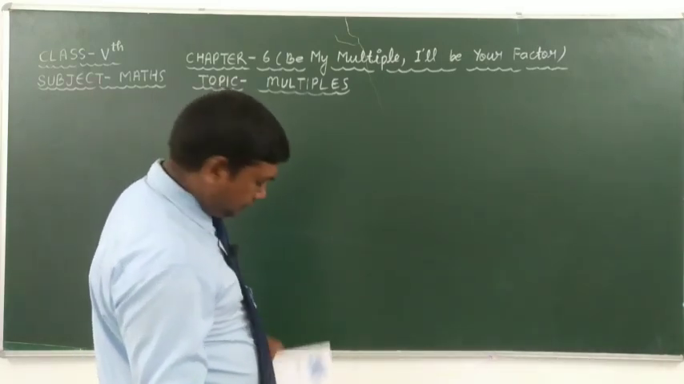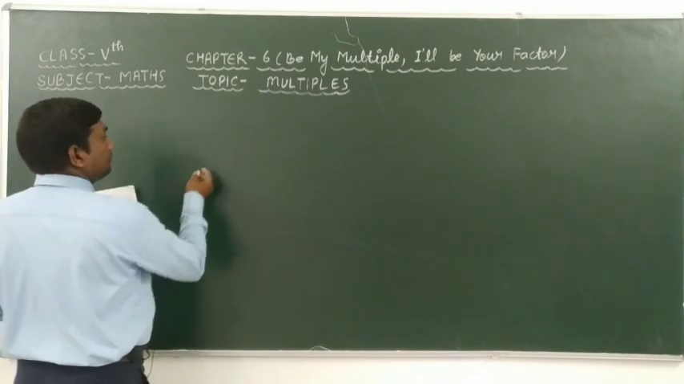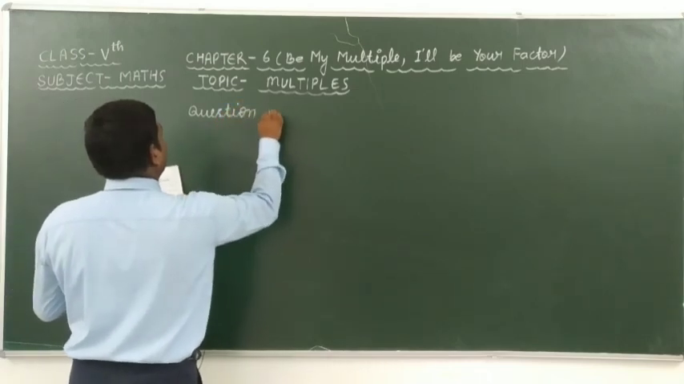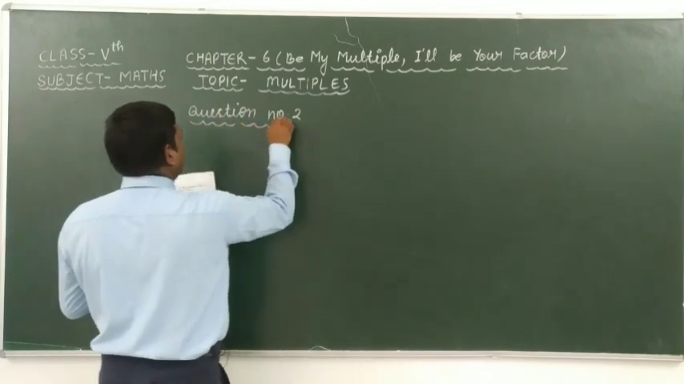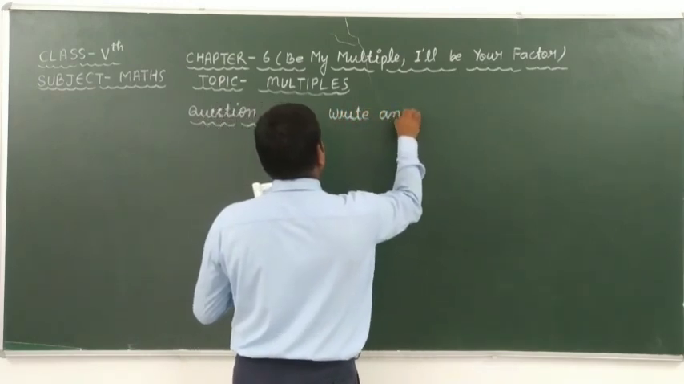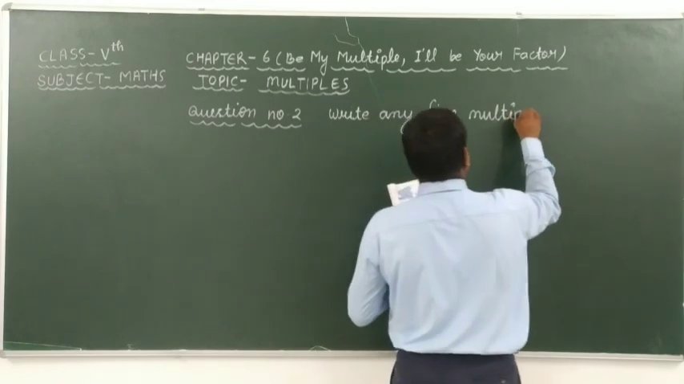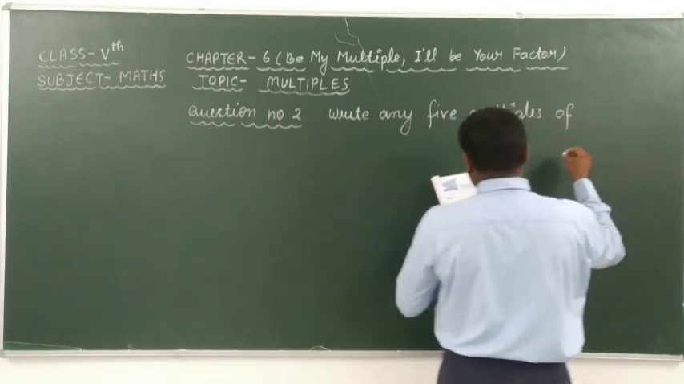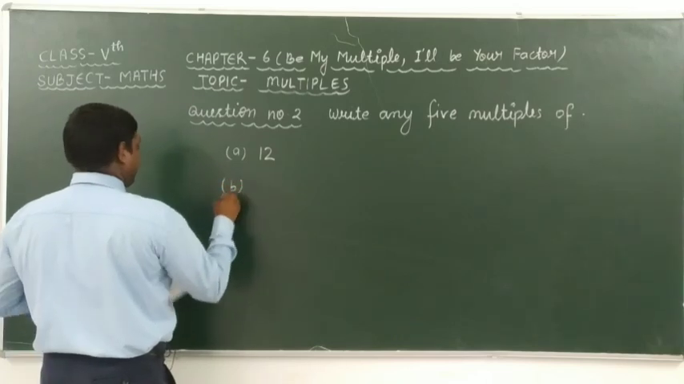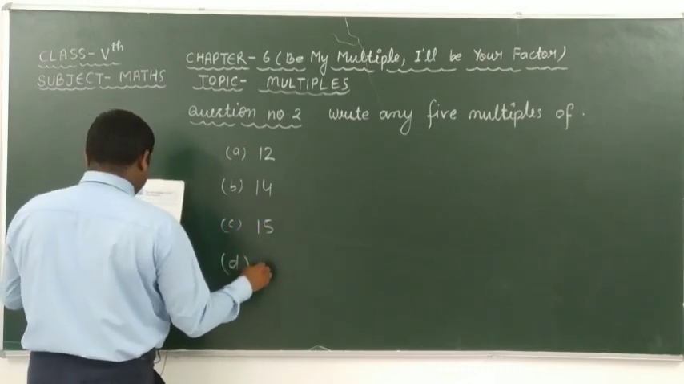Now let's start question number 2. Given that, write any 5 multiples of the following numbers: A 12, B 14, C 15, D 16.